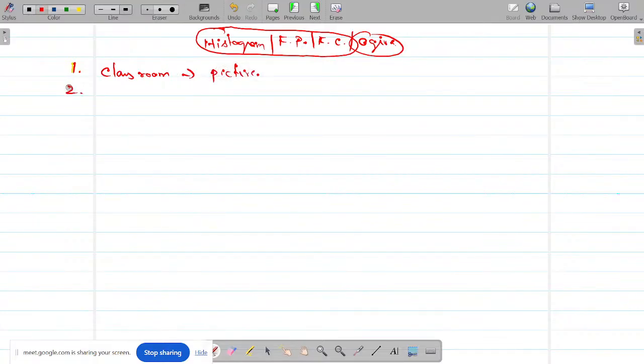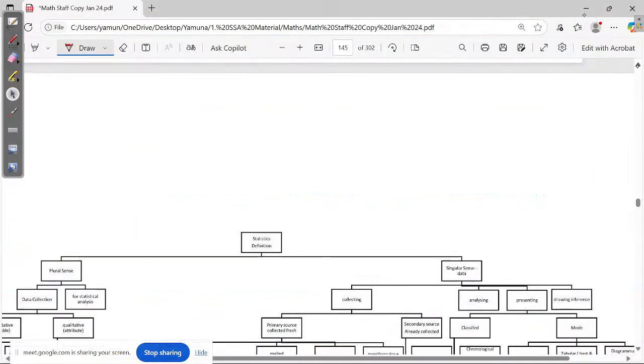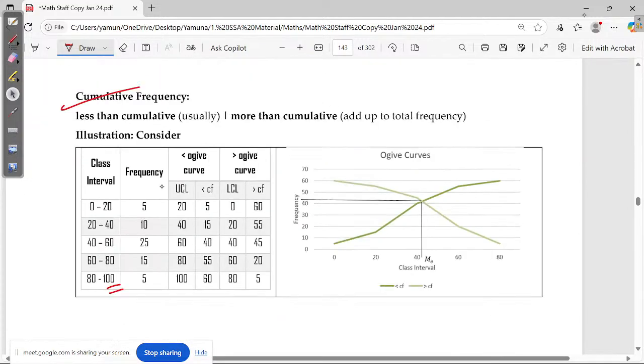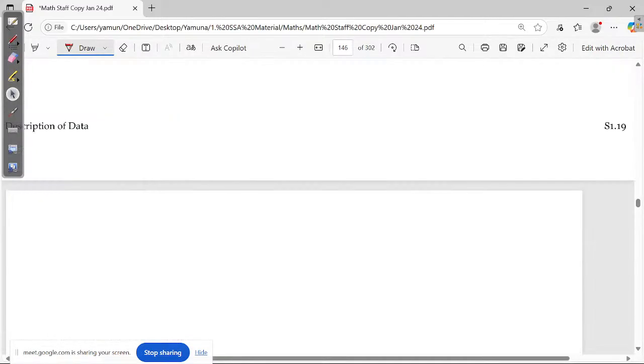Then the second problem, SSA problem. Can you look at the problem? SSA problem, this problem, the last one. For this, you draw histogram, frequency polygon, frequency curve, everything. And the third problem, we'll go for the next topic.